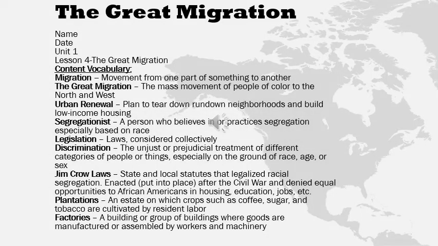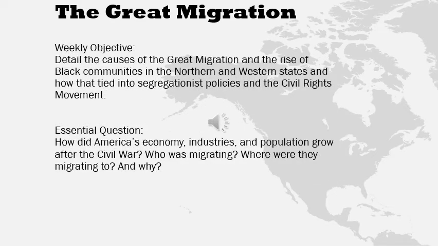Unit 1, Lesson 4, The Great Migration. The weekly objectives are to detail the causes of the Great Migration and the rise of Black communities in the northern and western states, and how that tied into segregationist policies and the civil rights movement.